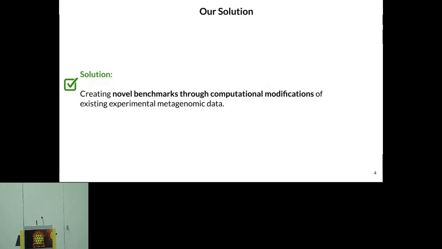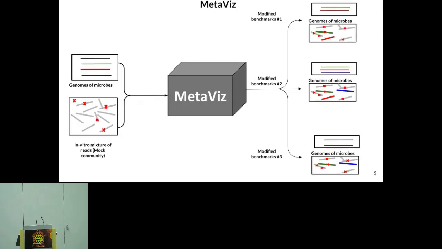Our solution is creating novel benchmarks through computational modification. We are going to use mock community or in vitro mixture read data with genomes, and ultimately MetaViz is going to return a modified benchmark. As you can see, it takes the genomes of microbes and in vitro mixtures, and ultimately returns different modified benchmarks, multiple benchmarks.